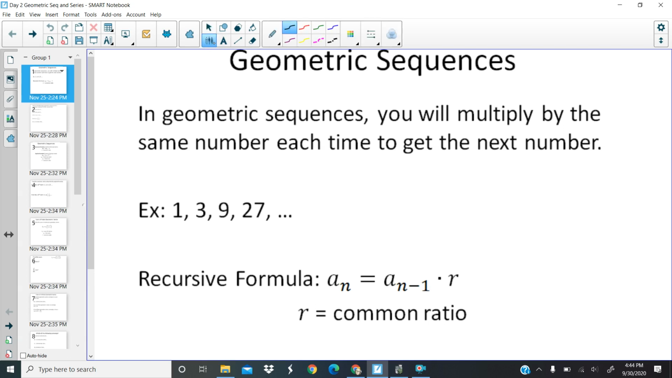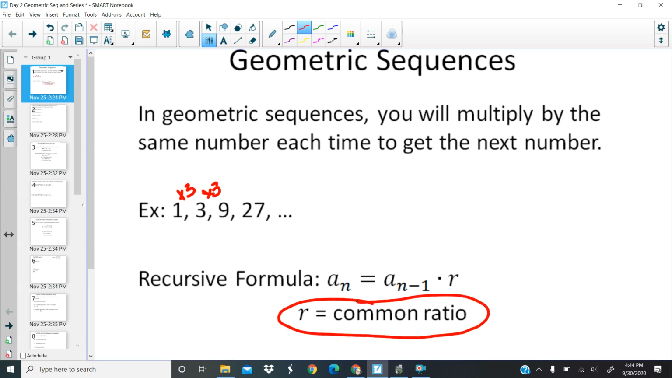So like in this first example right here, you go from 1 to 3, and to get there, you're multiplying by 3. From 3 to 9, you're multiplying by 3, and so on. So that number that you're multiplying by is going to be called your common ratio.